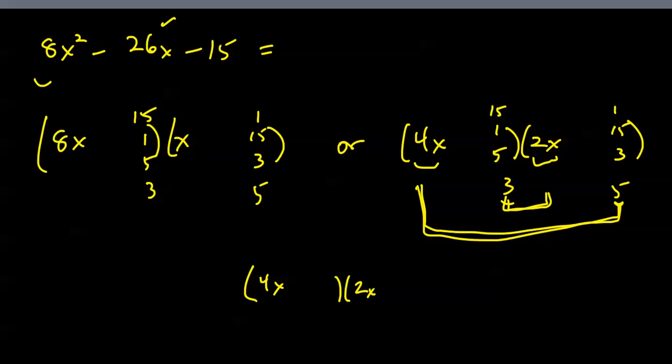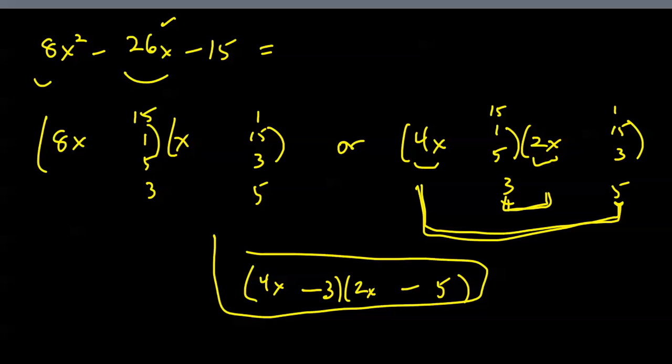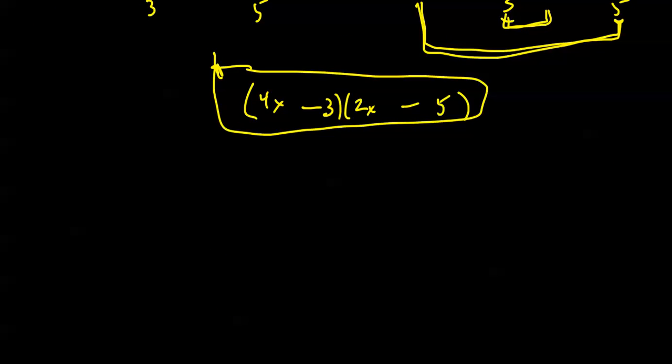I'll have 4x and 2x in the first slots. I'll have 3 and 5 in the last slots in that order. And let's see, I'll need a minus 20x and a minus 6x to add up to a minus 26x. Notice, if this sign is negative and this sign is negative, well, then through a trial and error process, we do have the correct answer here. Let me check it out. 8x squared minus 20x minus 6x plus 15.